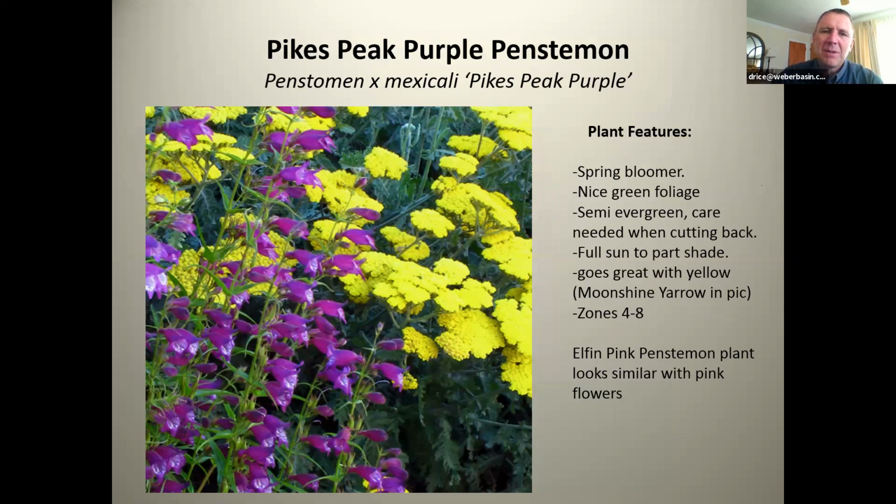Pikes Peak purple penstemon, not a native penstemon, but there's lots of penstemons. This one has a really nice deep purple and semi-evergreen foliage. It needs to be cut back when it's done flowering. It's pictured here with moonshine yarrow. Yarrow is not a favorite of mine, but it does have some good color. If it's matched up with some other perennials, you get some really nice color, but it's not really a focal plant. It gives some nice background color and so forth.